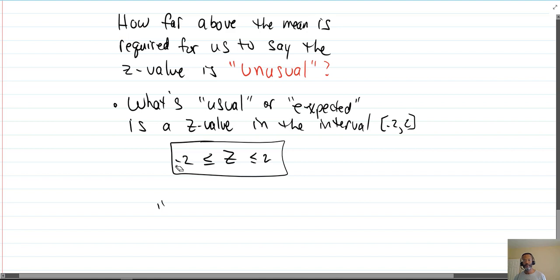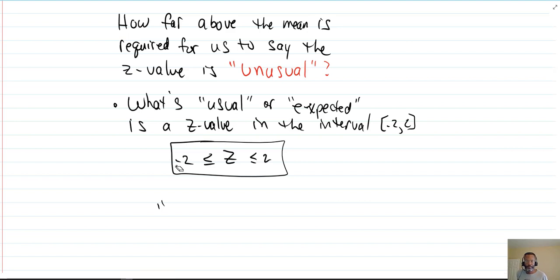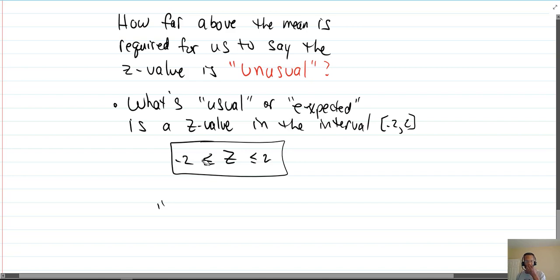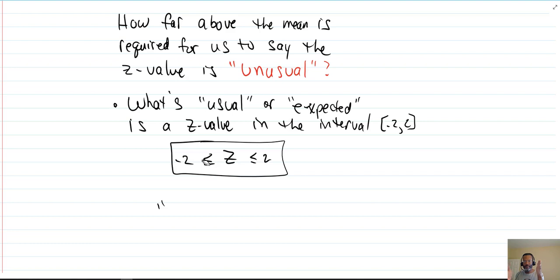a z-value of 3 is better than over 99% of all scores. With z-values of 2, 95% of the time you expect the score to be within -2 and 2, or at least 95% of the scores are between -2 and +2.